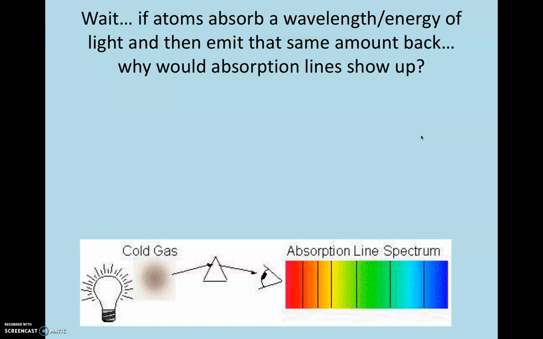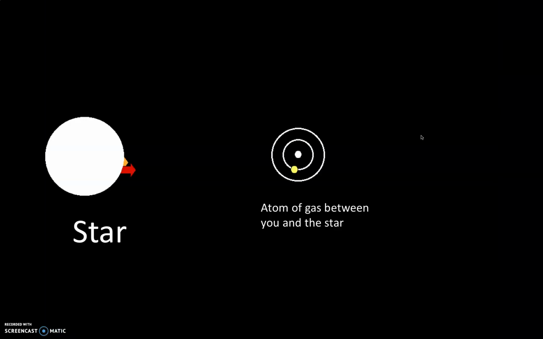So why is it that an atom absorbs light? So in this absorption spectrum, if an atom of cold gas absorbs light, it's going to emit that same amount of light back. So it's kind of weird that you get these lines showing up. I find this GIF really helpful in understanding that.